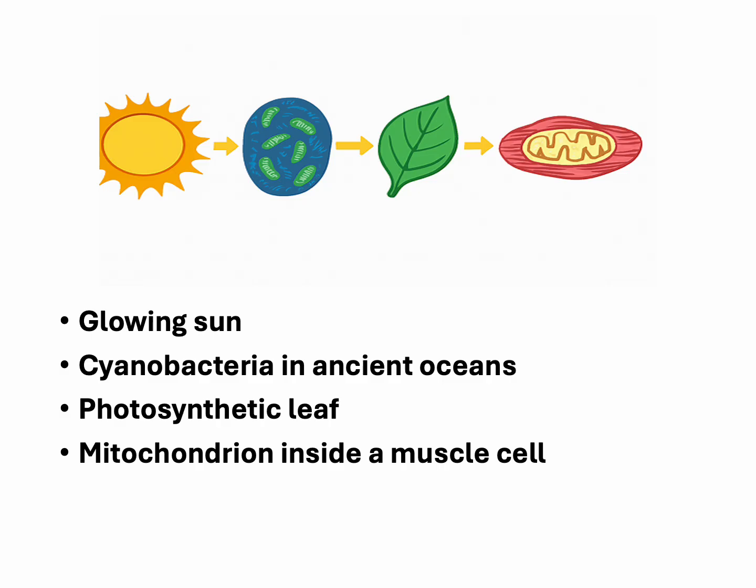In broad terms, sunlight drives photosynthesis in both ancient cyanobacteria and today's plant leaves, creating glucose and oxygen. That glucose is absorbed by muscle cells where mitochondria convert it into ATP through cellular respiration. This ATP powers movement, connecting solar energy to physical activity across evolutionary time.